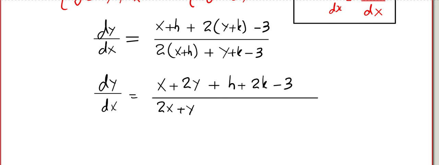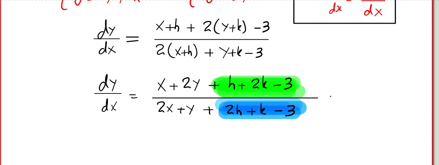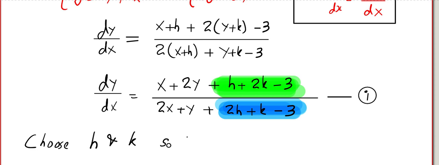divided by (2X plus Y plus 2h plus k minus 3). Let's call this equation number 1, the hero. So now I am going to write: choose h and k so that, look at this, the green part, just think about it.